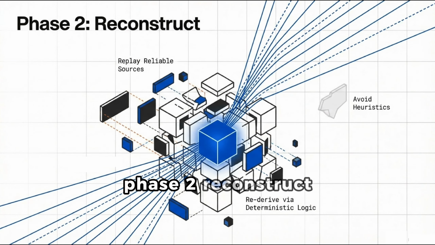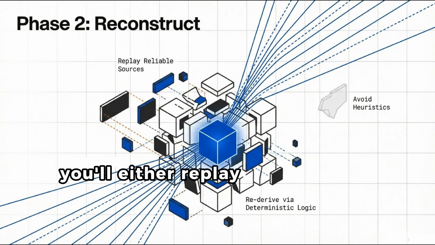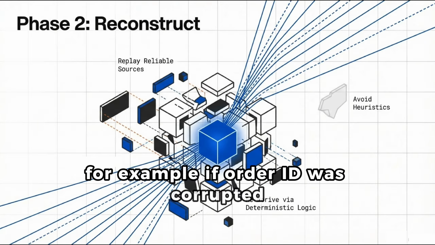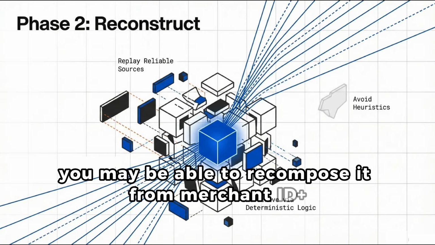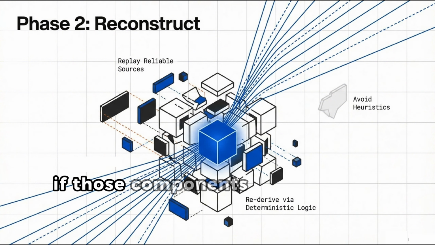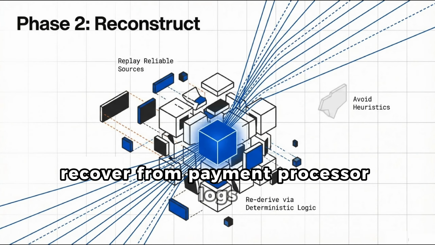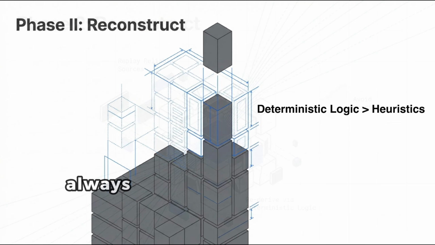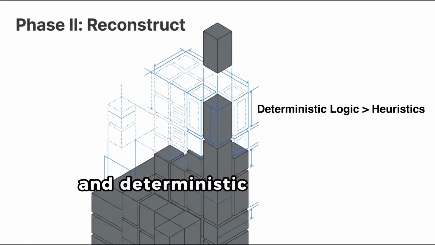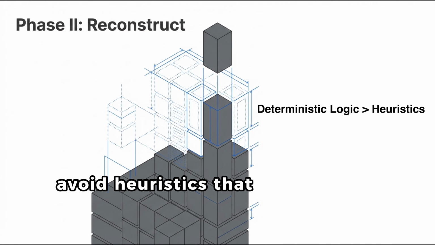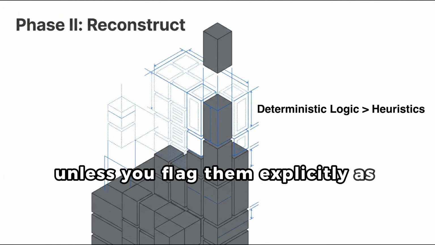Phase 2. Reconstruct. This is where you rebuild the truth. Depending on the failure mode, you'll either replay from reliable sources, rederive fields from alternate datasets, or reconstruct keys using deterministic logic. For example, if order ID was corrupted, you may be able to recompose it from merchant ID plus timestamp sequence if those components remain intact. If amounts were overwritten, recover from payment processor logs or archived snapshots. Always prefer canonical sources and deterministic transforms. Avoid heuristics that guess values unless you flag them explicitly as imputed.